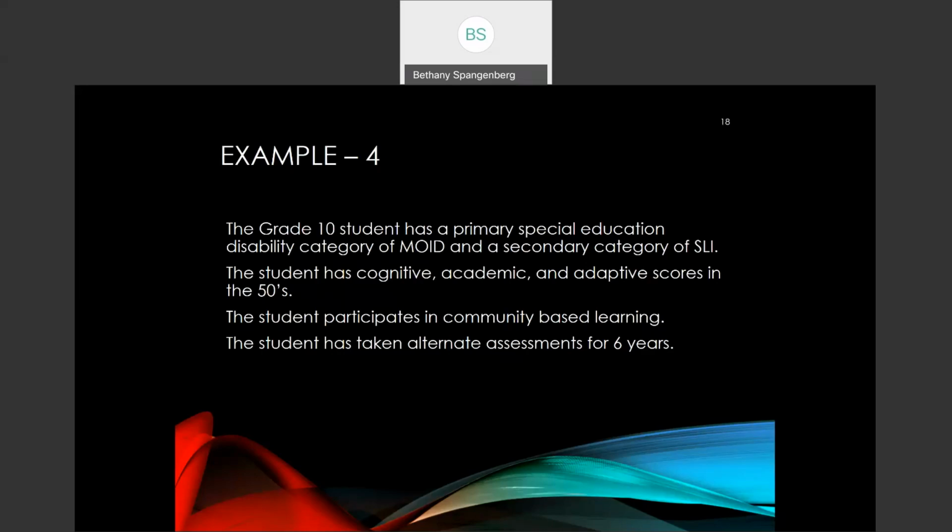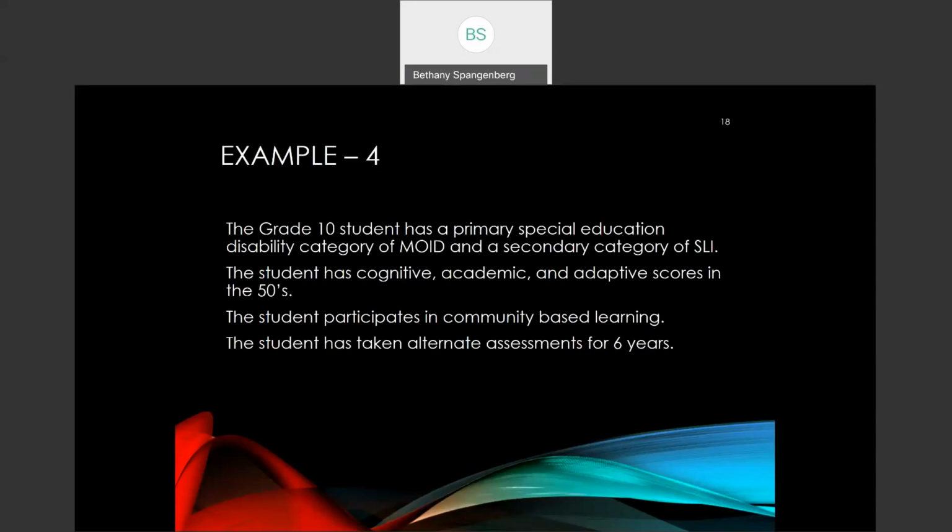Although these pieces of isolated evidence do not guarantee eligibility, nothing on this slide is contrary to the eligibility criteria. The disability category, along with the scores from standardized assessments, indicates that this is a student with the most significant cognitive disability. Participation in community-based learning could be part of the evidence used for the third criterion of the need for extensive instruction and substantial supports to achieve measurable goals.